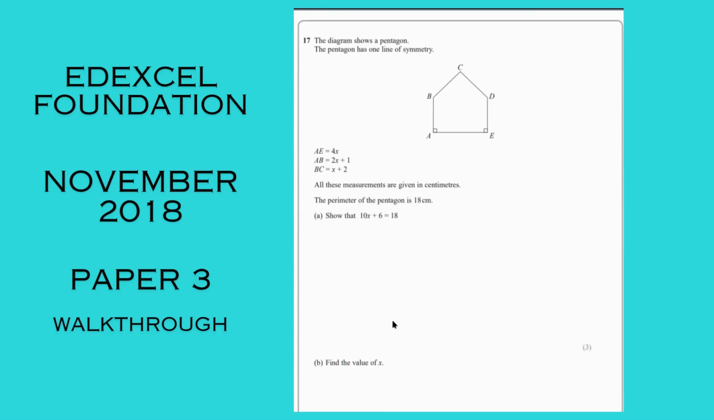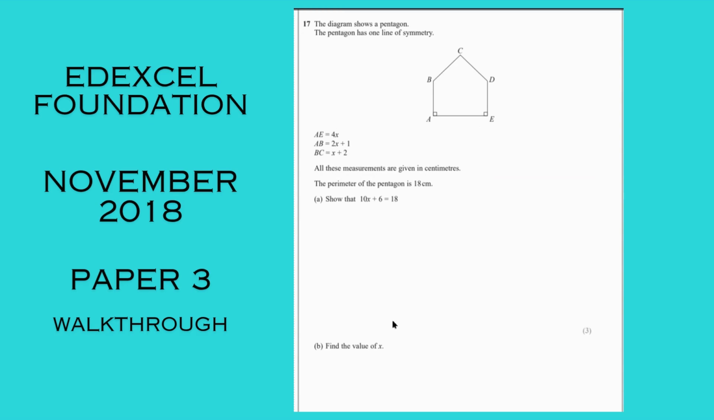Number 17. Now, I know people don't like these questions, but don't rush, don't panic. One line at a time. They're giving you a diagram, not just to picture the problem, but they're saying, please use it. So, it's got one line of symmetry.